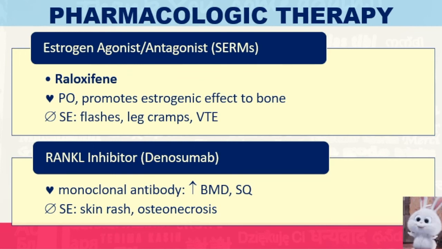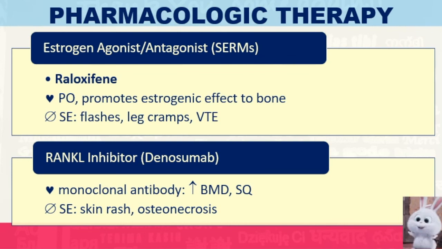Okay, then you have your estrogen agonist or antagonist, or what we refer to as your SERMs, okay, your selective estrogen receptor modulators. An example of which is your raloxifene. Your raloxifene will be able to promote the estrogenic effect to the bone. It's given per orem. And just like your estrogen, among the side effects of your estrogen receptor modulators is your hot flashes, like cramps, and then the risk for VTE or venous thromboembolism. So the risk for venous thromboembolism. Okay, so take note, class, estrogen, just like your pills, no, which would contain estrogen, these are contraindicated among your patients with venous thromboembolism.